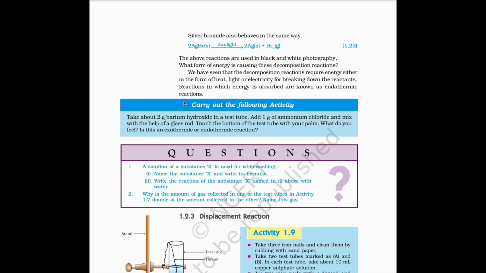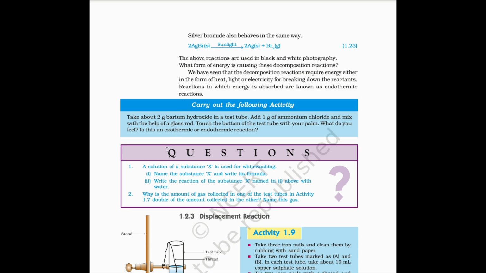Carry out the following activity. Take about 2 gram barium hydroxide in a test tube. Add 1 gram of ammonium chloride and mix with the help of a glass rod. Touch the bottom of the test tube with your palm. What do you feel? Is this an exothermic or endothermic reaction?